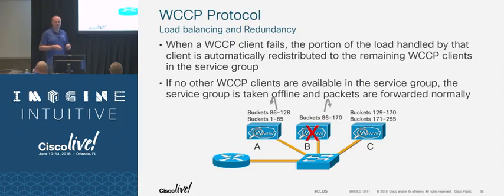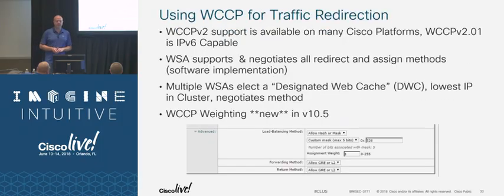Basically the way it works is when you connect, all the traffic that's going to the WCCP server, the switch or the router, is going to create buckets across all the devices, and it's going to equally load balance those if you've configured it that way. If one of those devices goes down, it splits that traffic and sends it to all of the others in hopes that they all stay pretty equal. When we talk about the WSA and its support for all the redirect and assign methods, we support all of them. We do it in software in the WSA.